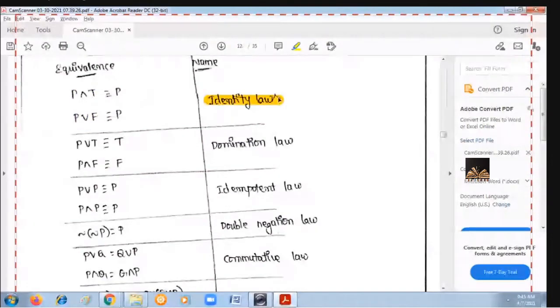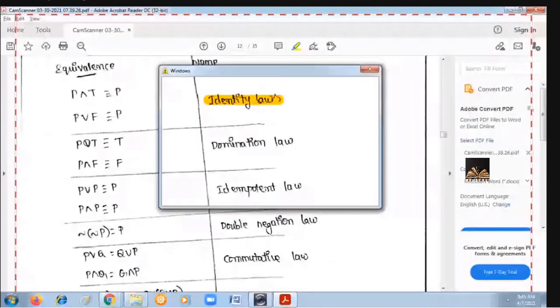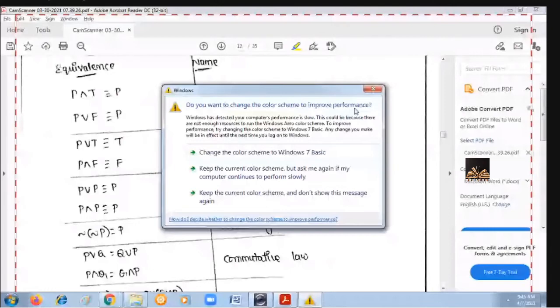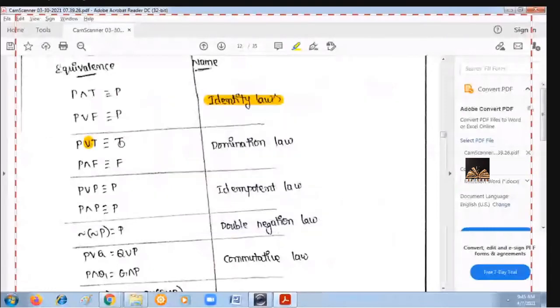Identity laws. Second one, domination law. P or T equal to T. P and F equal to F. So here, in case of the OR symbol, if at least one value is true, then the result is true. Irrespective of the value of P, the result is T. In the same way, in case of conjunction, if one value is false, irrespective of the second value, the result is false. Right? So these two are known as domination laws.